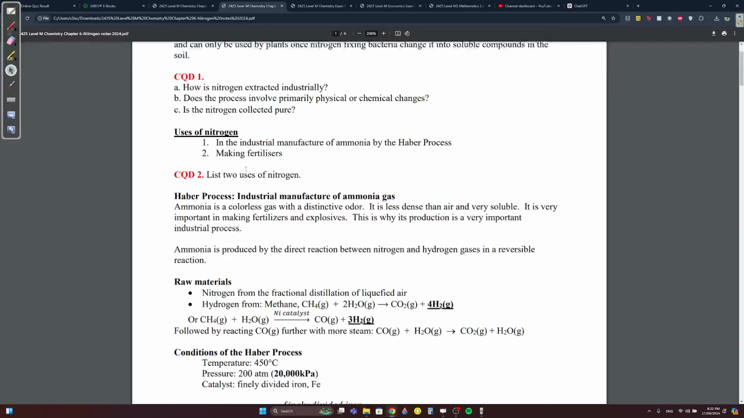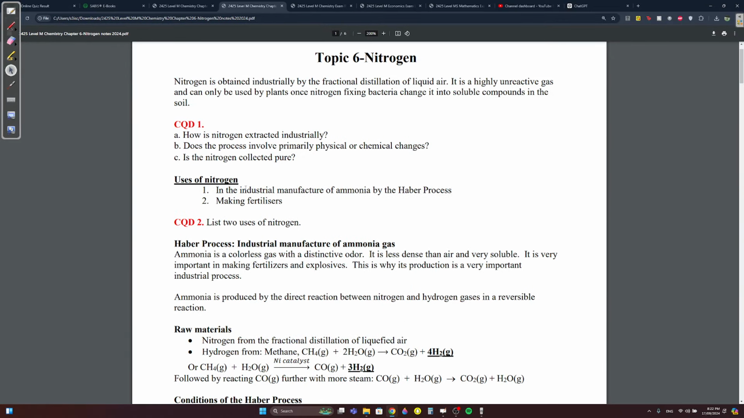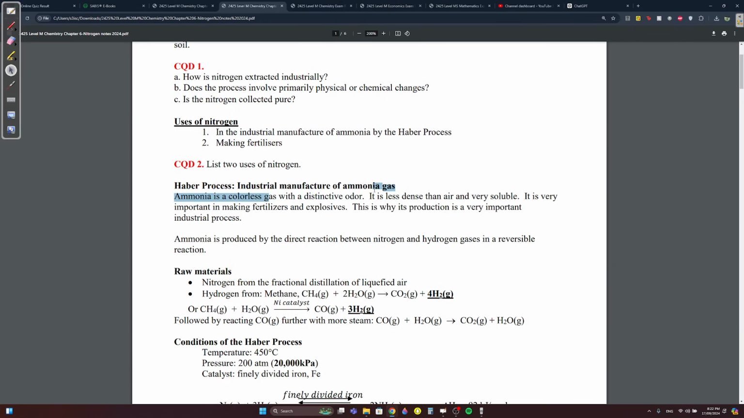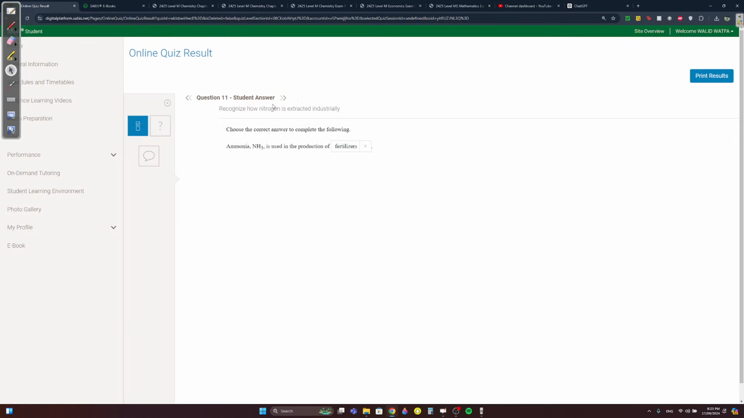The industrial manufacture of, okay, the uses of nitrogen and ammonia. We use it to manufacture ammonia and to make fertilizers. Ammonia is a colorless gas. It is less dense than air and very soluble. It's very important in making fertilizers and explosives. Okay, bombs and things like that.